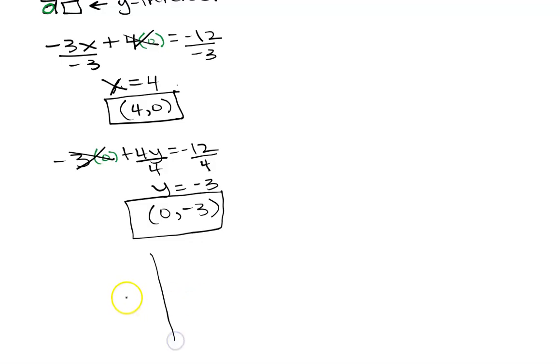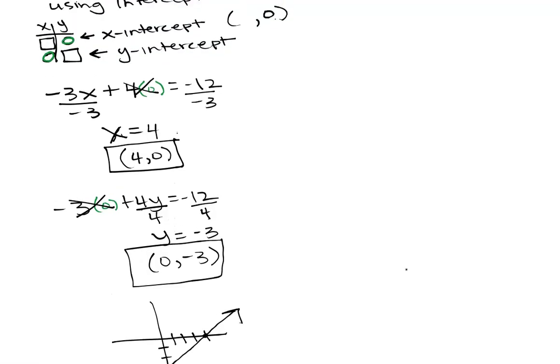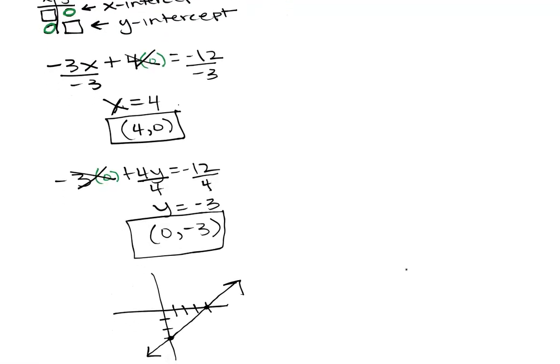So I'll do that here. Over 0, down 3 is going to be here. And then over 4, up 0 is here. And then we're just connecting those 2 dots together to make our line. Okay, so that's one way that you can do it, to graph it using intercepts.